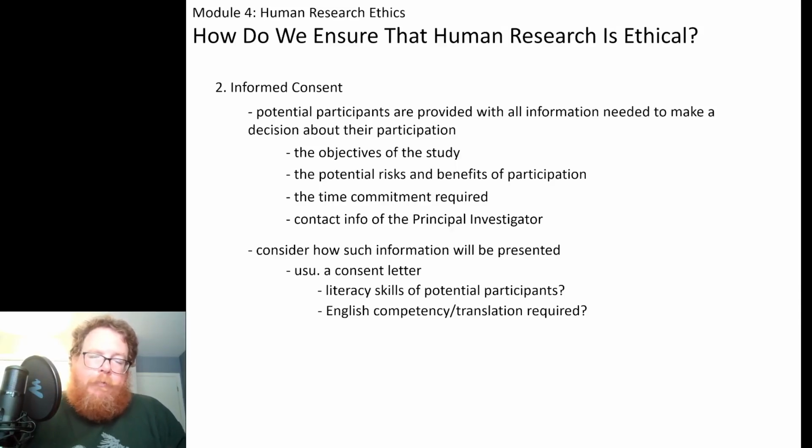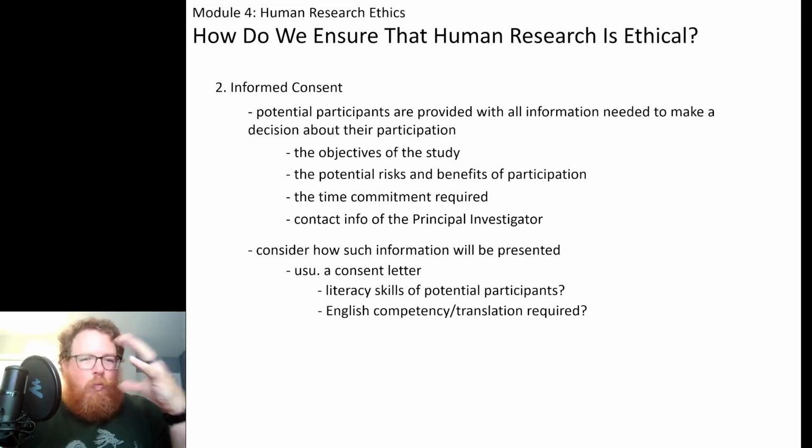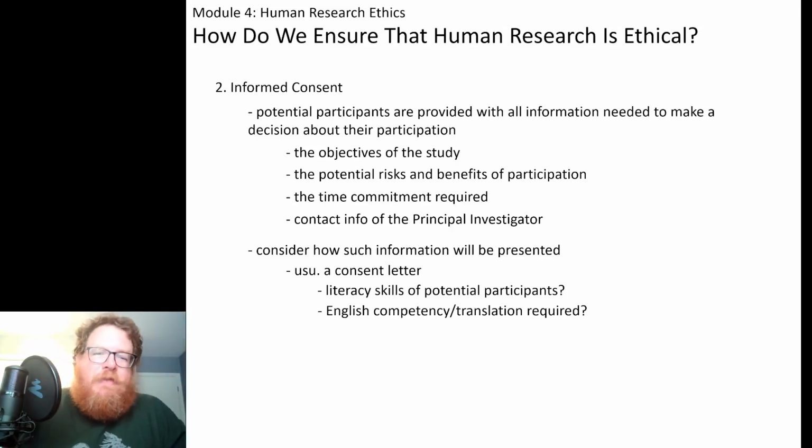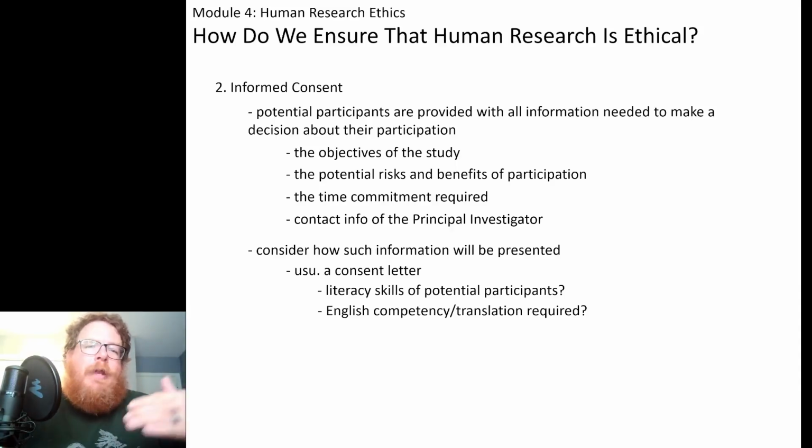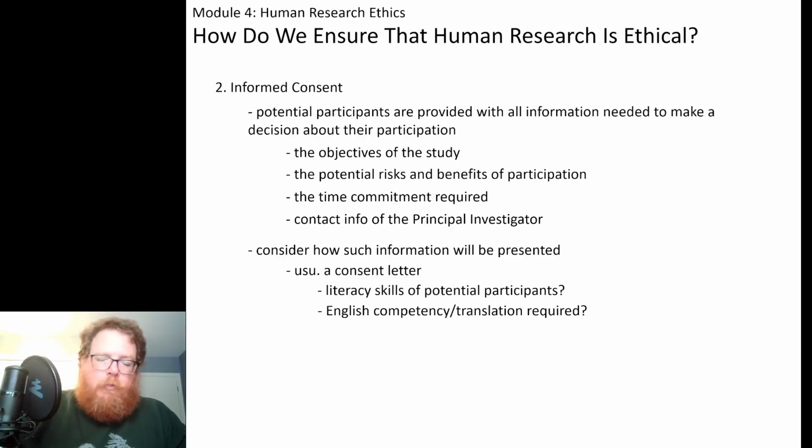And also English competency as well, right? So do I have to perhaps provide the consent letter in a different language? Because maybe the person who I'm trying to recruit has English as a second language or a third language or a fourth language or whatever, and they don't really understand the information fully. Maybe I should provide it to them in the language of their choice. So again, we have to make sure that we are providing people with the information to make an informed consent. And again, the onus is on us to make sure that we're providing that information in a way that is fully comprehensible to our participants.